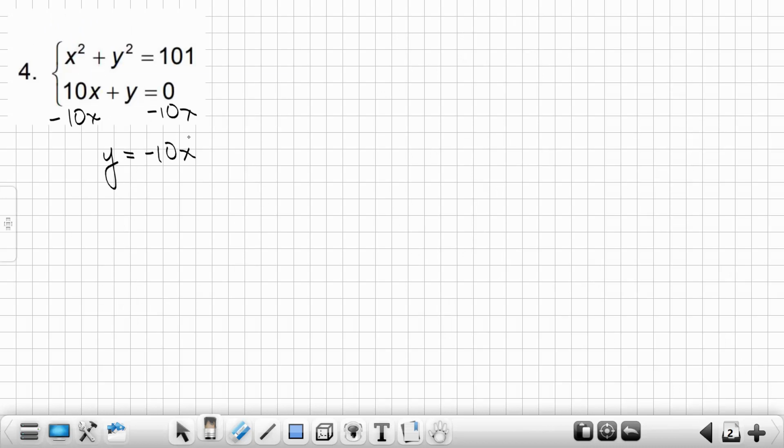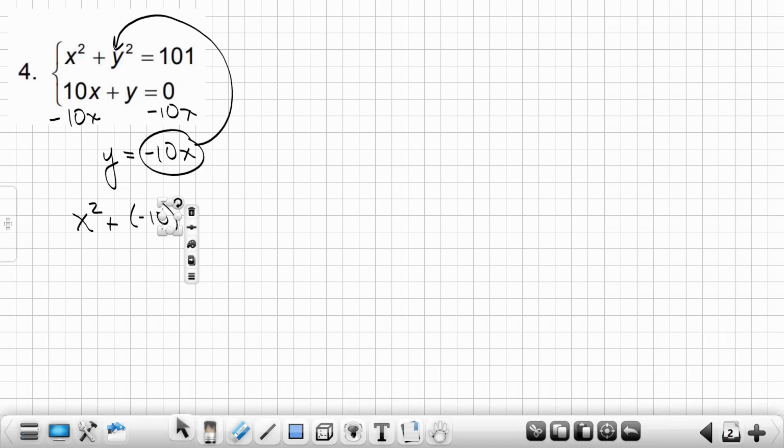All right, so y equals negative 10x. I'm going to take that value and plug it into here. X squared plus negative 10x squared equals 101. What's negative 10 squared? Positive 100. X squared plus 100 x squared.